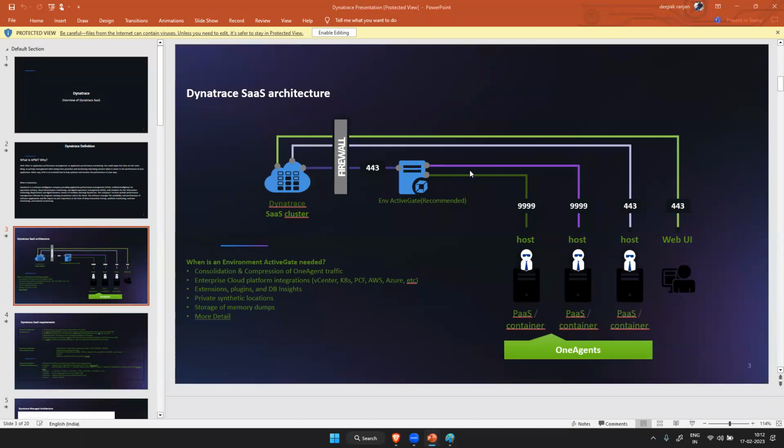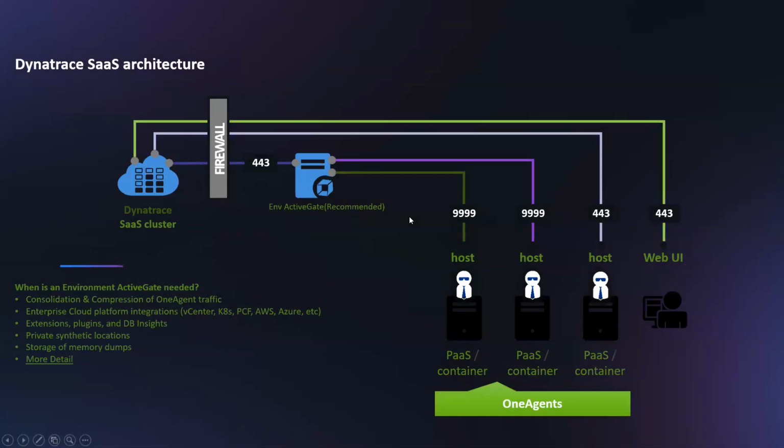Now you can see it a little bit clearer, right? OneAgent got installed on the machine, or container. It will connect directly to the Dynatrace server. You can see the data in the web UI. All the port is 443.